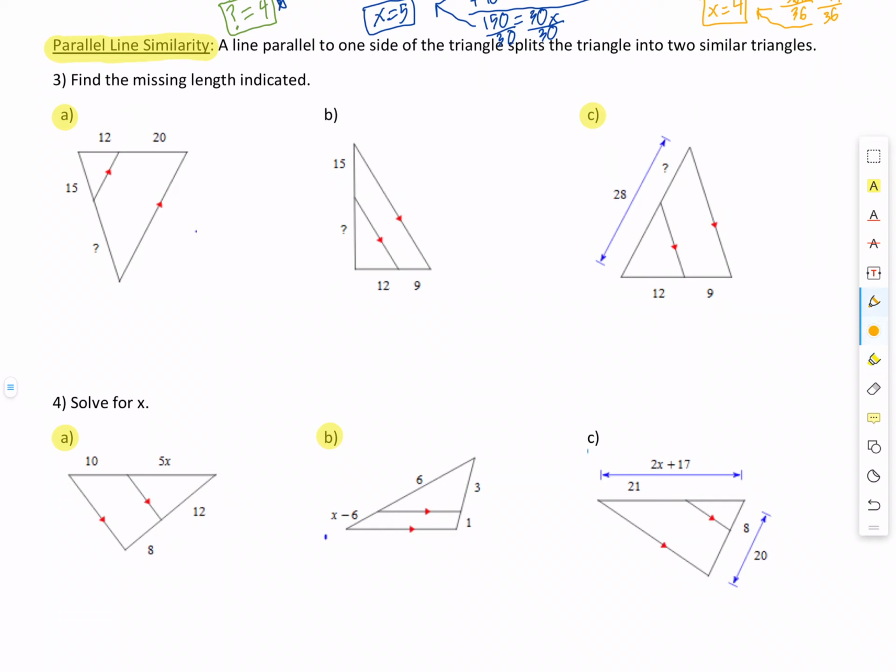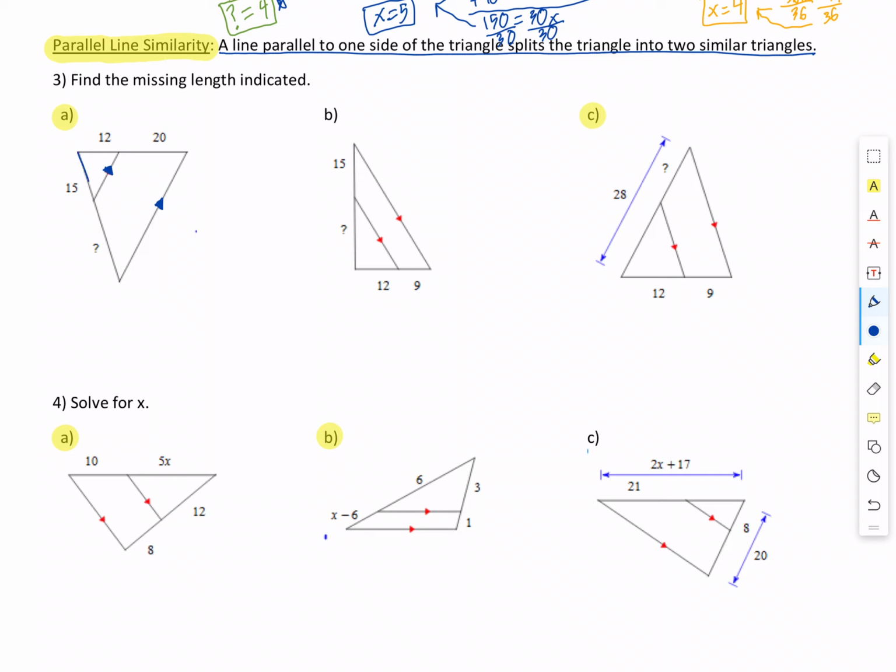So it reads, a line parallel to one side of the triangle splits the triangle into two similar triangles. So if we have a line parallel, that's what this little triangle thing here means. It means that they're parallel. That means it splits it into two similar triangles. This is where it gets a little tricky, so stay with me.